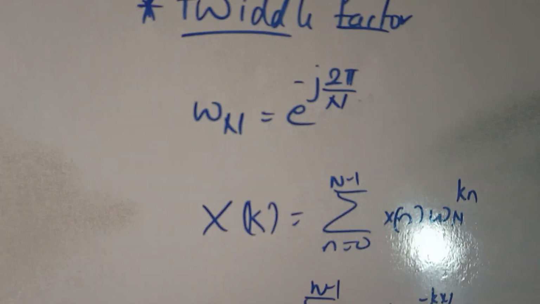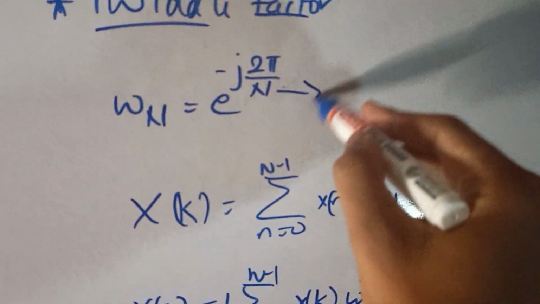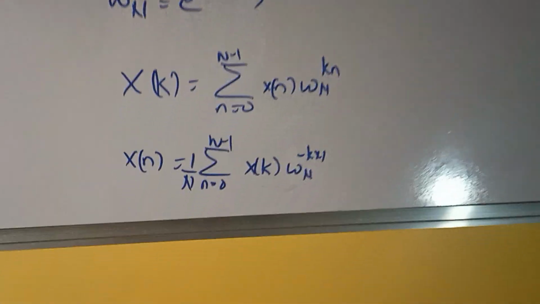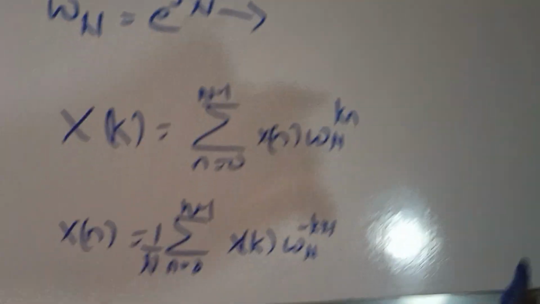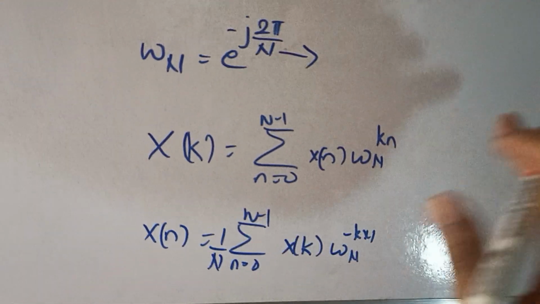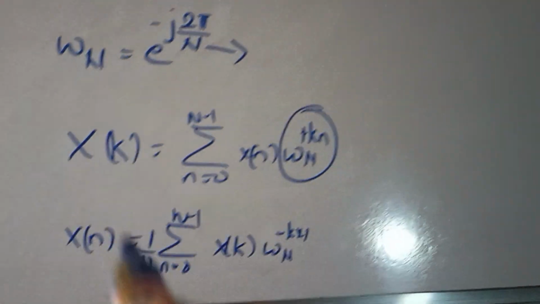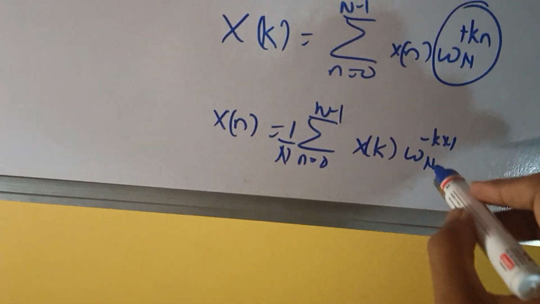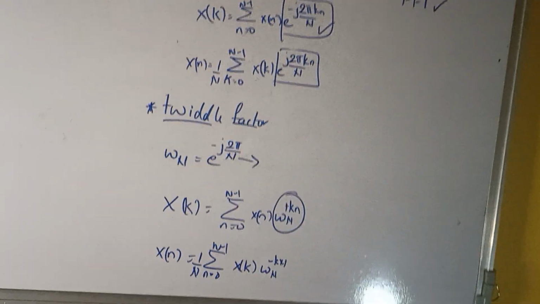Okay, so from these terms we can generate the Twiddle factor. The Twiddle factor is given by Wn equals e raised to minus j 2 pi by n, where n is the number of elements in a sequence. If we substitute the value of the Twiddle factor in these two equations, we get these equations. We can see that the Twiddle factor has a positive term in transforming time domain to frequency domain, whereas it has a negative term in transforming frequency domain to time domain. So this was all about DFT.